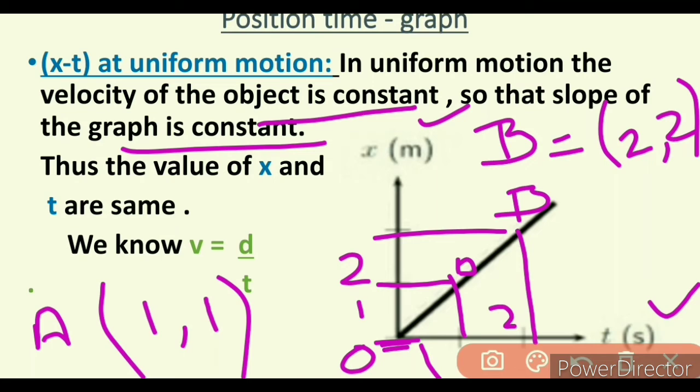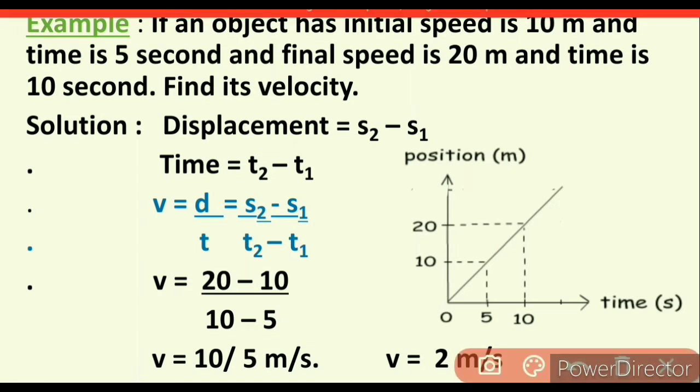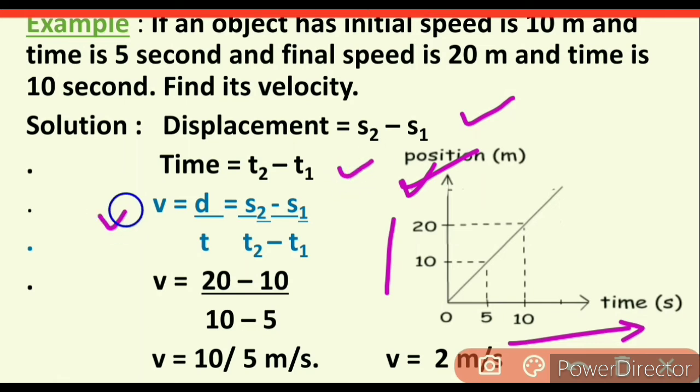We know the formula of velocity. Now we have an example. If an object has an initial position of 10 meters at 5 seconds and a final position of 20 meters at 10 seconds, find its velocity. Displacement, how much it moves, equals s2 minus s1, and time taken equals t2 minus t1. So the velocity formula is d upon t, which equals s2 minus s1 upon t2 minus t1.